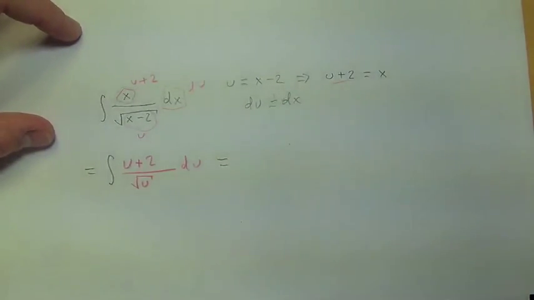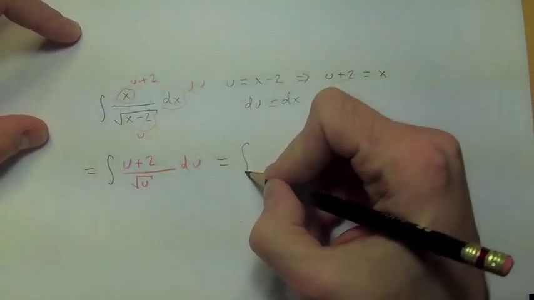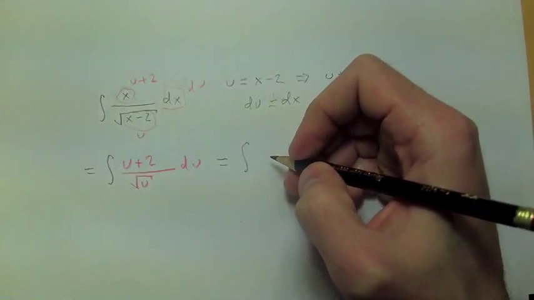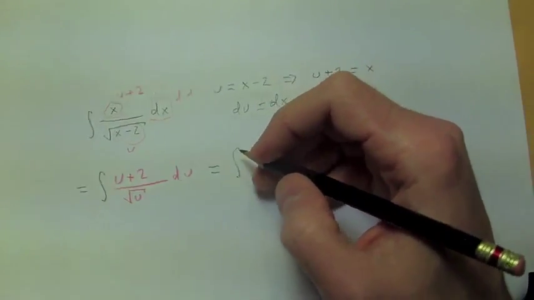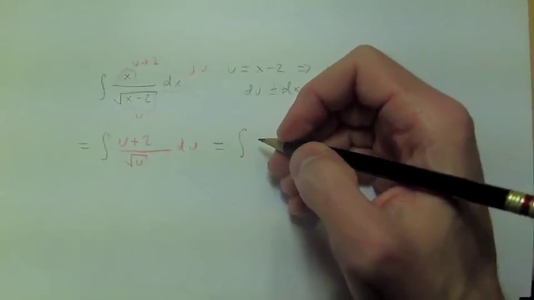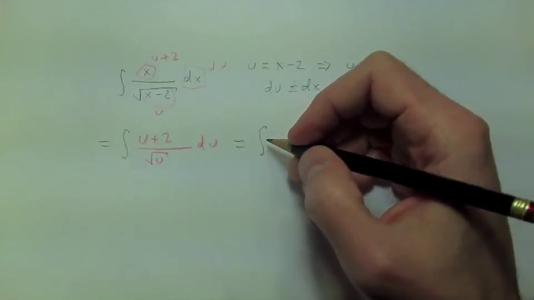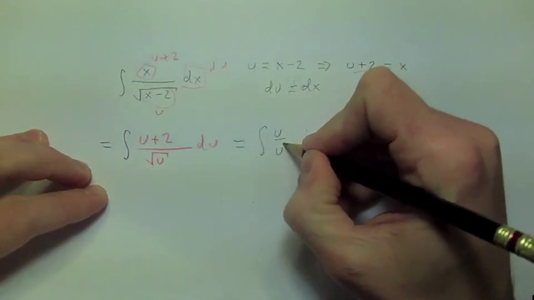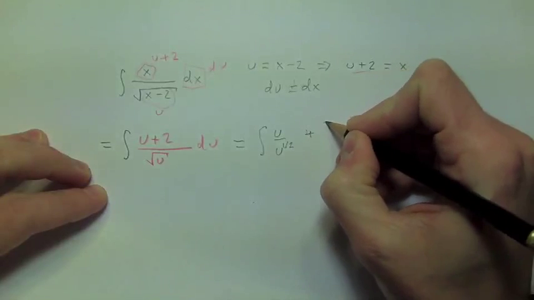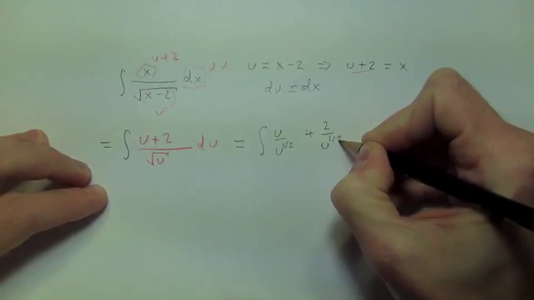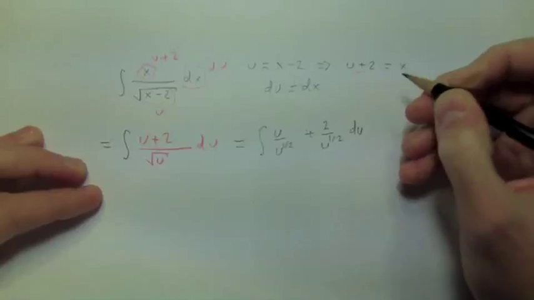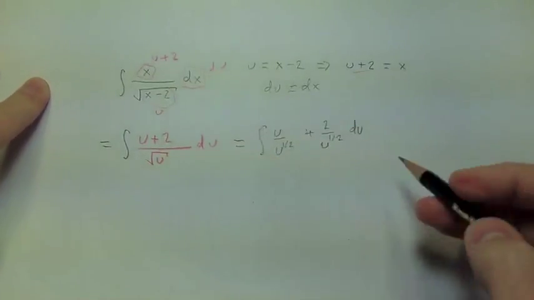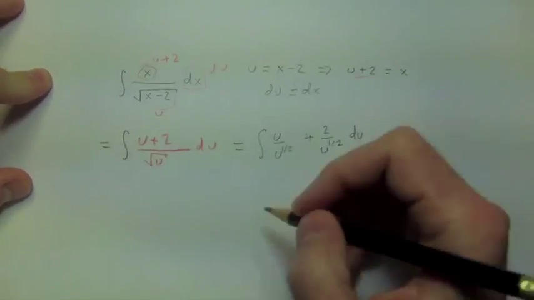All right. And now, as is going to typically be the case with these problems, we are going to split up the fraction. Okay, so here we go. I get u over u to the 1/2 plus 2 over u to the 1/2 to start with. So I did two things here. I split it up and I rewrote this square root as u to the 1/2. That's going to help us.